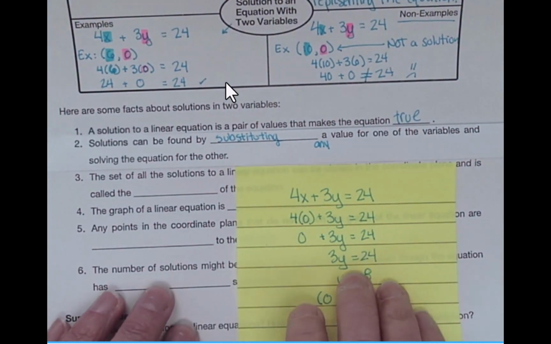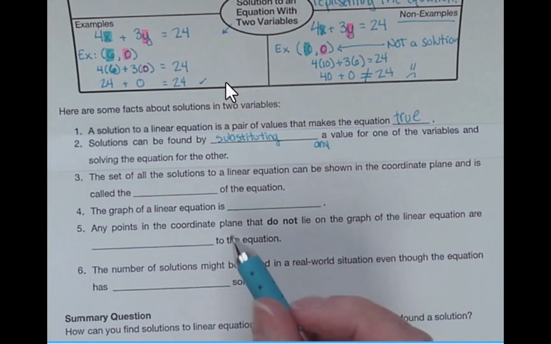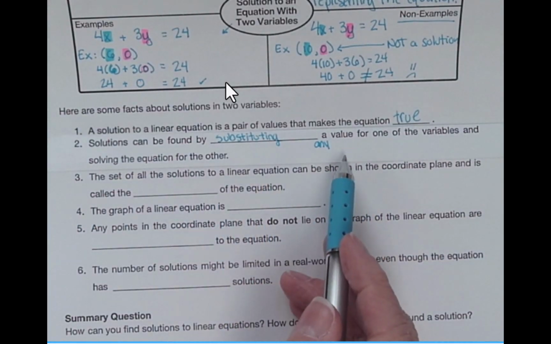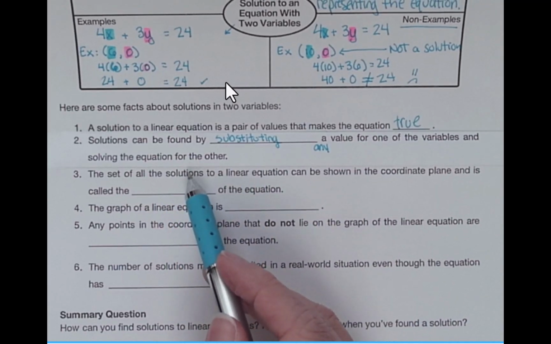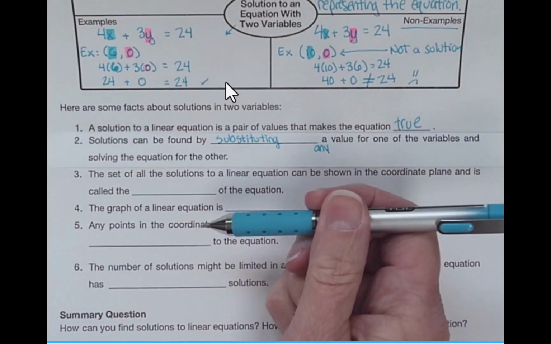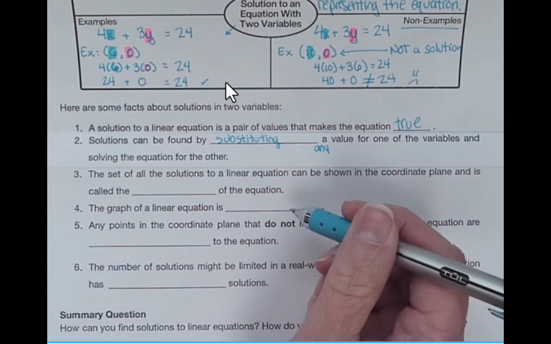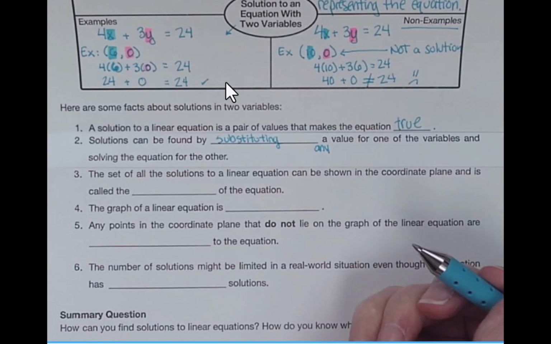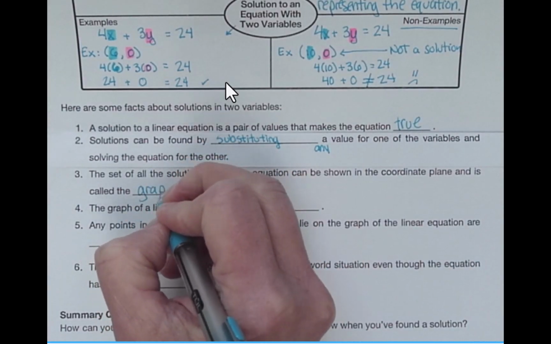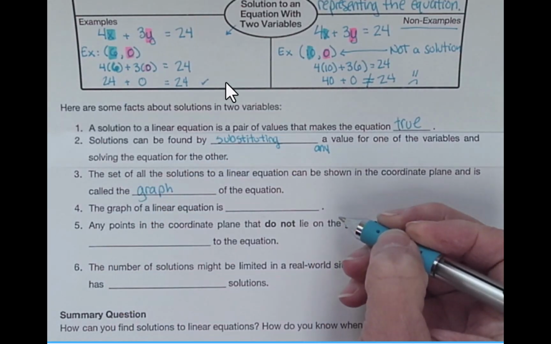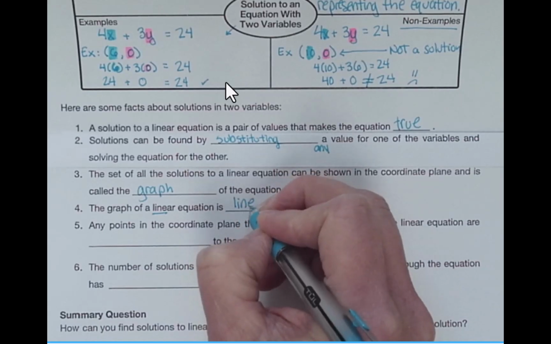All right, take a little side trip there. So solutions can be found by substituting any value in for one of the variables and solving the equation for the other. Another fact we can say is that the set of all the solutions to a linear equation can be shown in the coordinate plane, and it's called the graph of the equation. A graph is just all of the solutions. And the graph of a linear equation is a line. It's right there in the name.